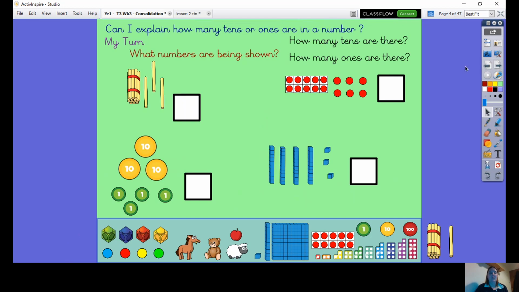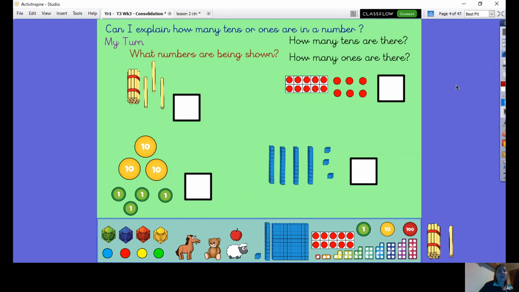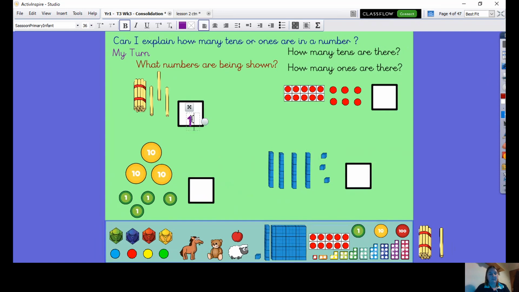Okay, so again, we're going to be thinking about tens and ones. So this is my turn, and I'm going to have a little look at some numbers here. I'm going to think about how many tens there are, how many ones there are, and what is the number that's being made. So here I've got one bundle of 10. So I've got 1 ten, which is 10, and I've got 3 ones, 1, 2, 3. And I know that 1 ten and 3 ones makes 13.